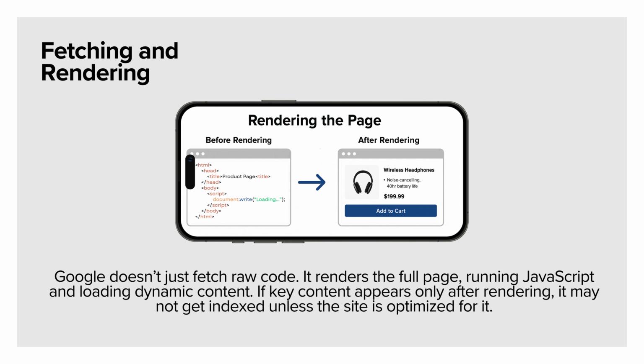Not all content is immediately visible to the crawler. If it's rendered dynamically and delayed, it may not be indexed at all. That's why many developers use server-side rendering or tools like Puppeteer or Rendertron to ensure key content is accessible.